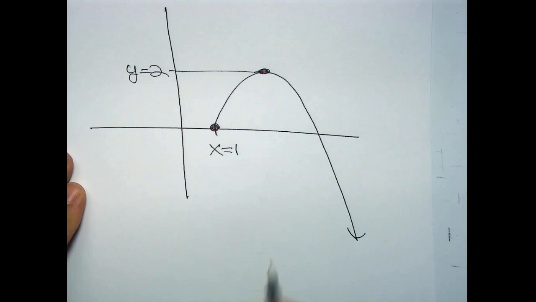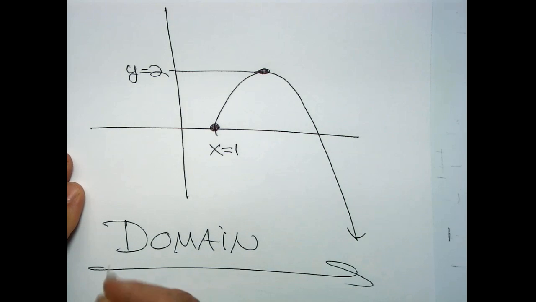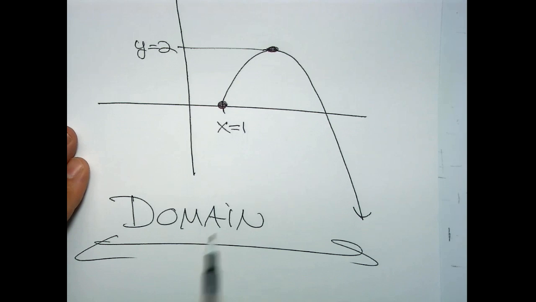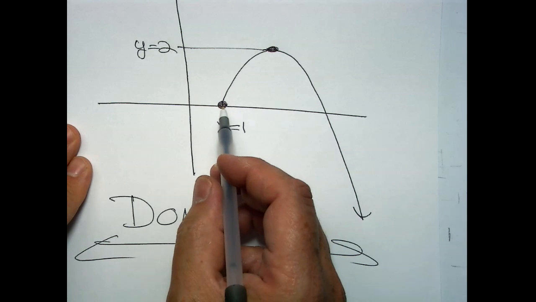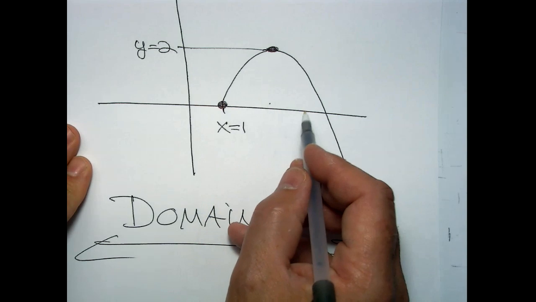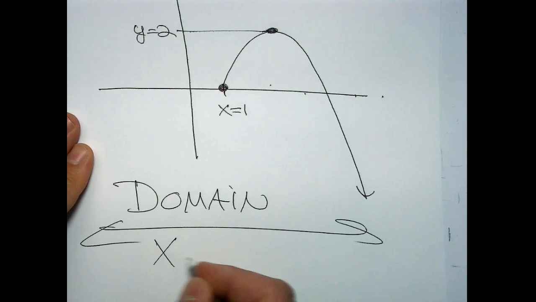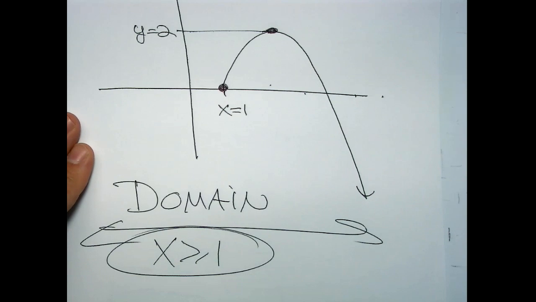Well, your domain is represented on this graph in the x direction, left and right. Just observe what x values showed up. x equals 1, x equals 2, x equals 3, 4, 5. They're all on the curve here somewhere. So your domain is all x greater than or equal to 1.